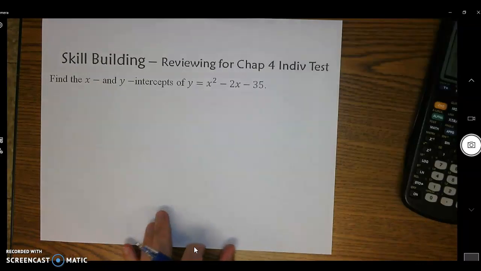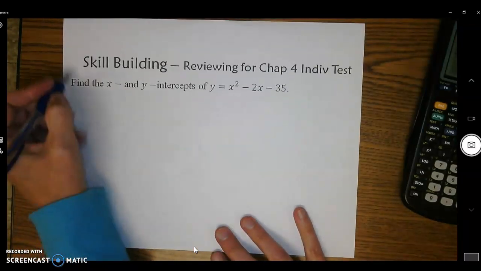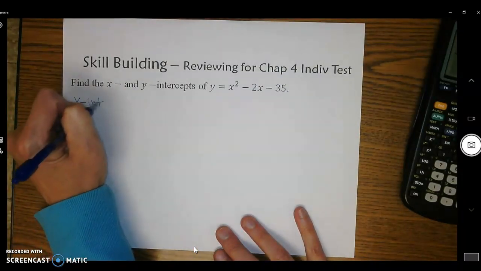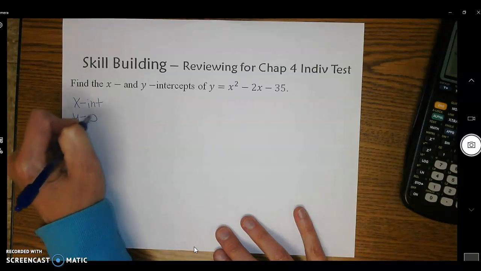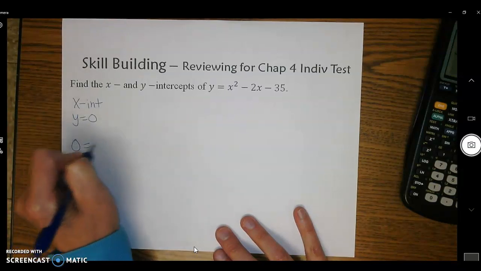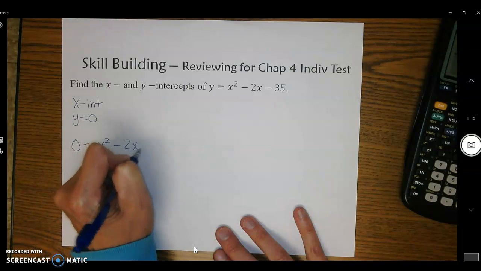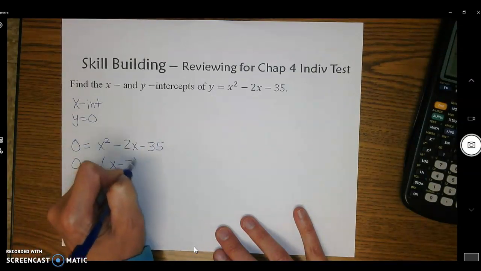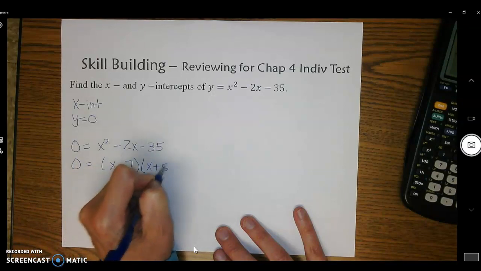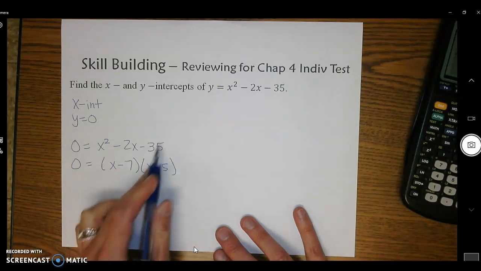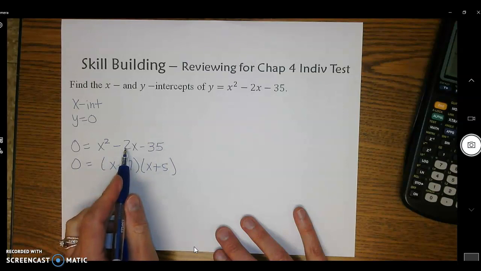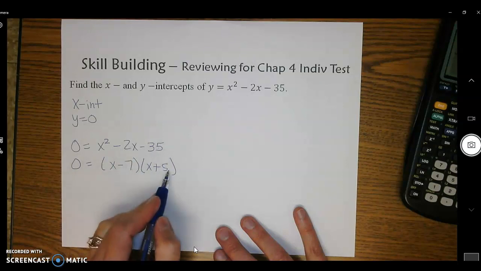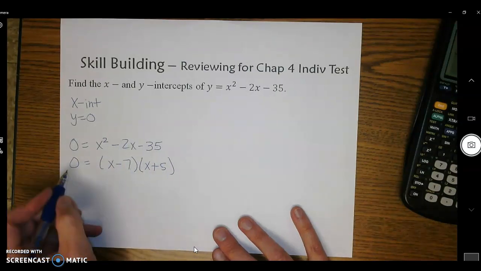Okay, last problem that we need to pay attention to is finding x and y intercepts. We're going to factor. So I'm looking for two numbers that multiply to -35 that are 2 away from each other, and that's 7 and 5. I want a negative 2, so it's still negative.